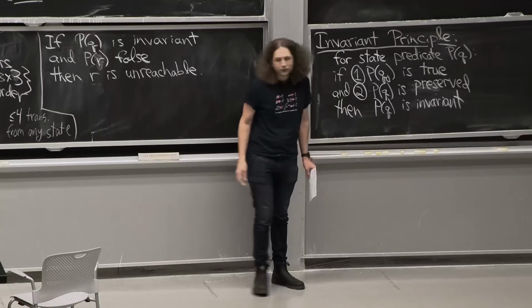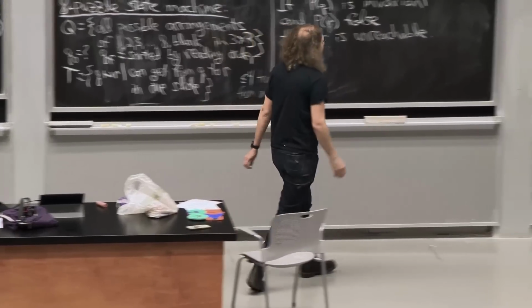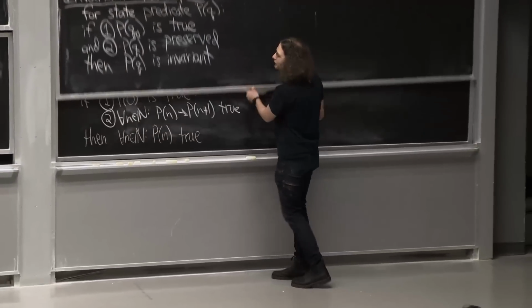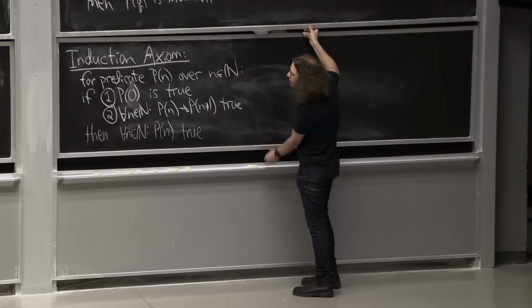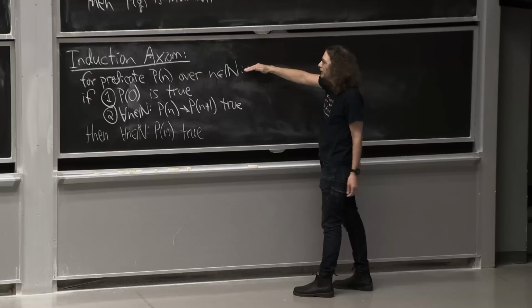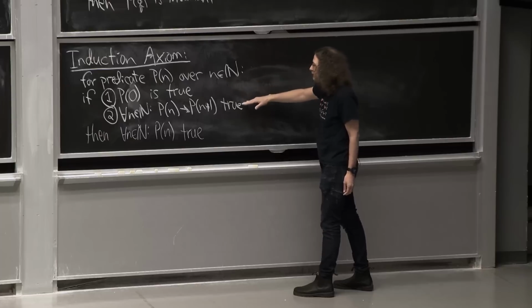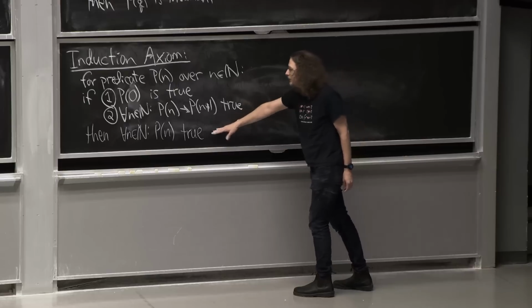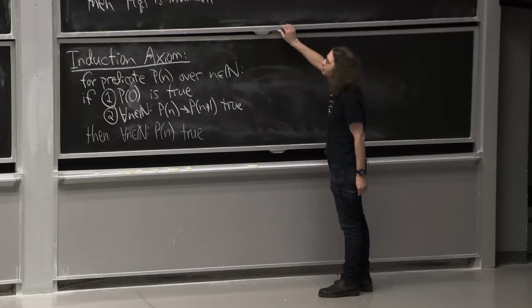Okay, in fact, this is induction in another form. If you recall in the past, regular induction says: for a predicate P of n over natural numbers, if P of 0 is true, and for every natural number n, P of n implies P of n plus 1 is true, then for every natural number n, P of n is true. Okay, this is saying the same thing.